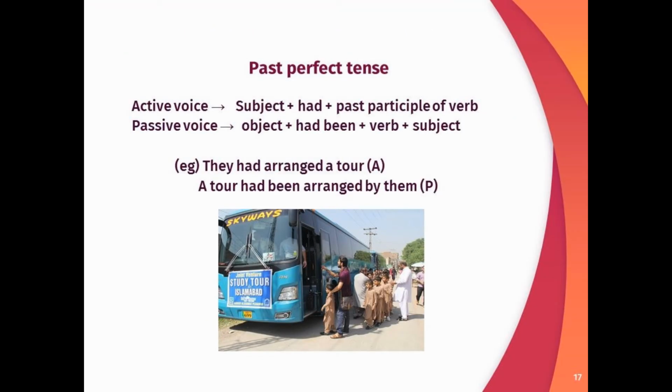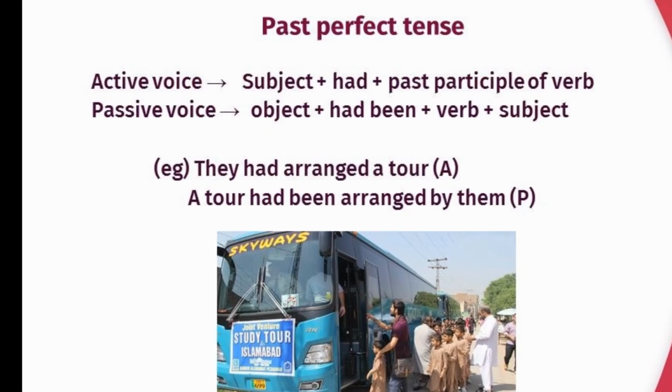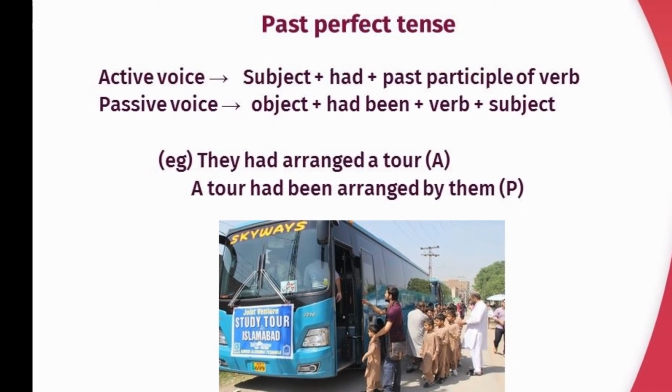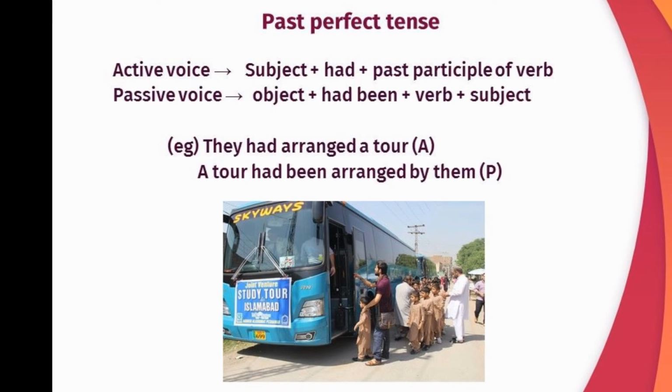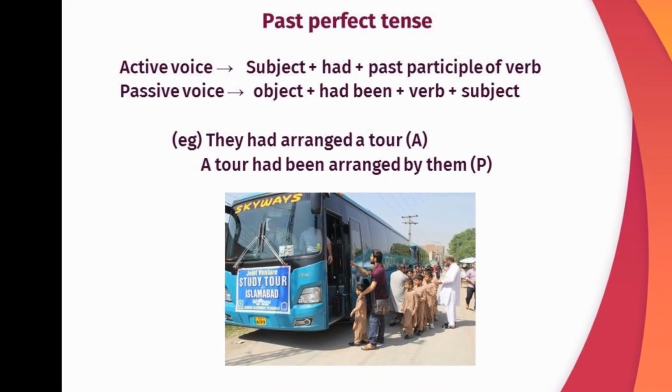Next, past perfect tense. Active voice, subject plus had plus past participle of verb. When it comes to passive voice, object plus had been plus verb plus subject. Example, they had arranged a tour. When we change it into passive voice, it becomes a tour had been arranged by them.